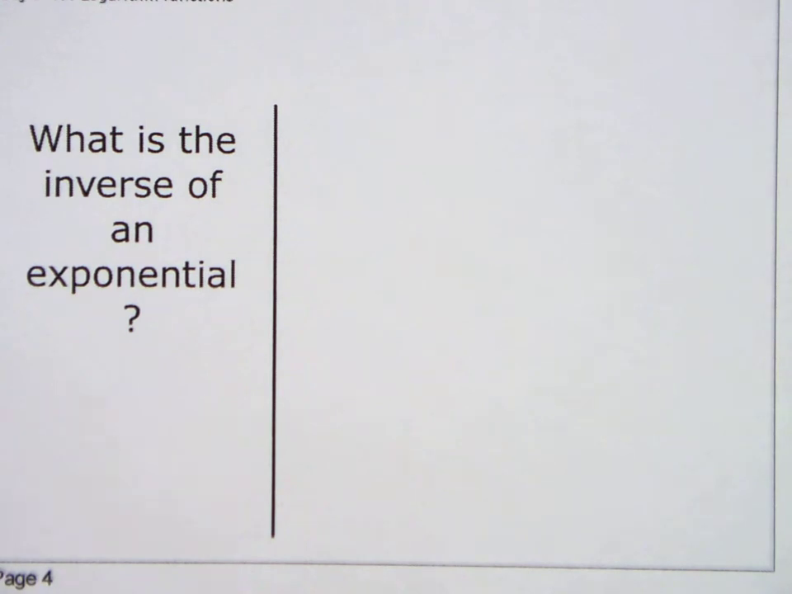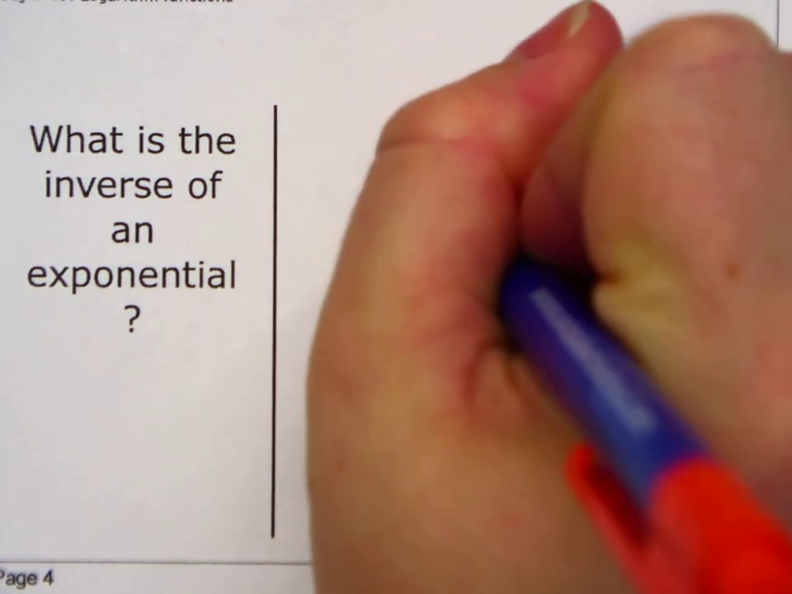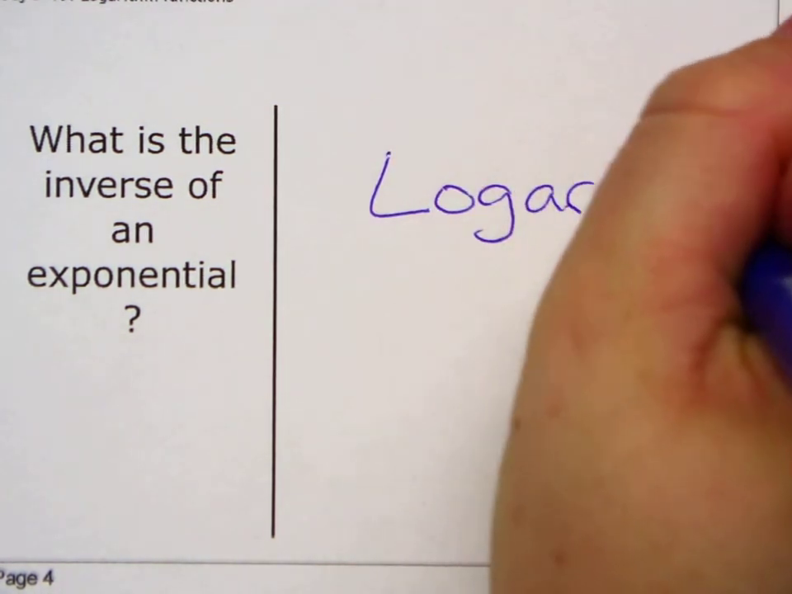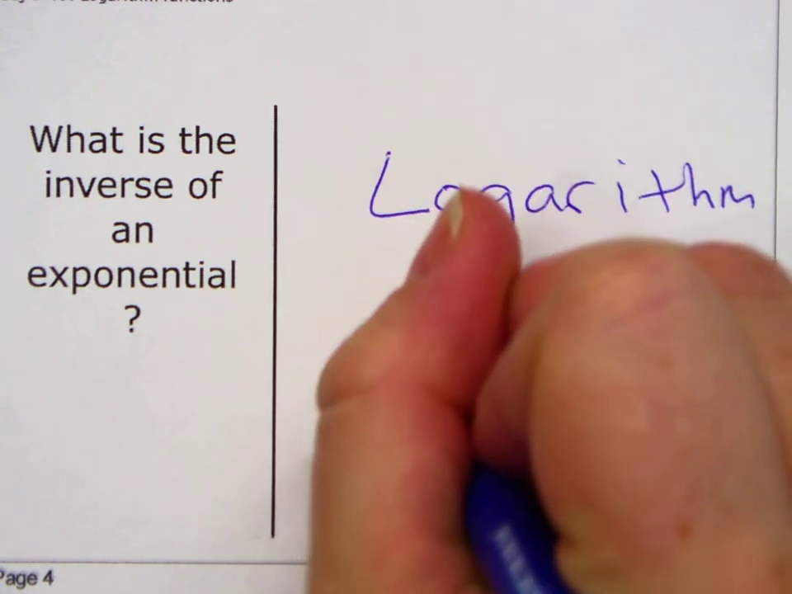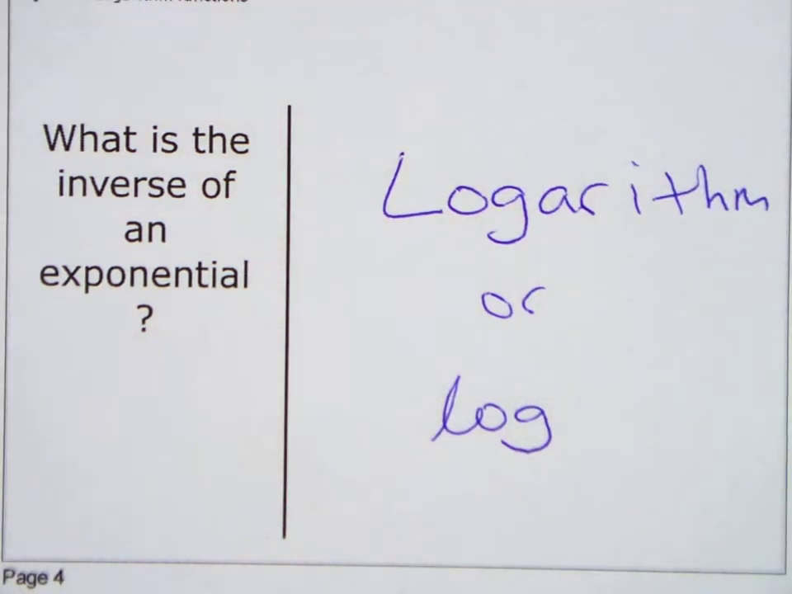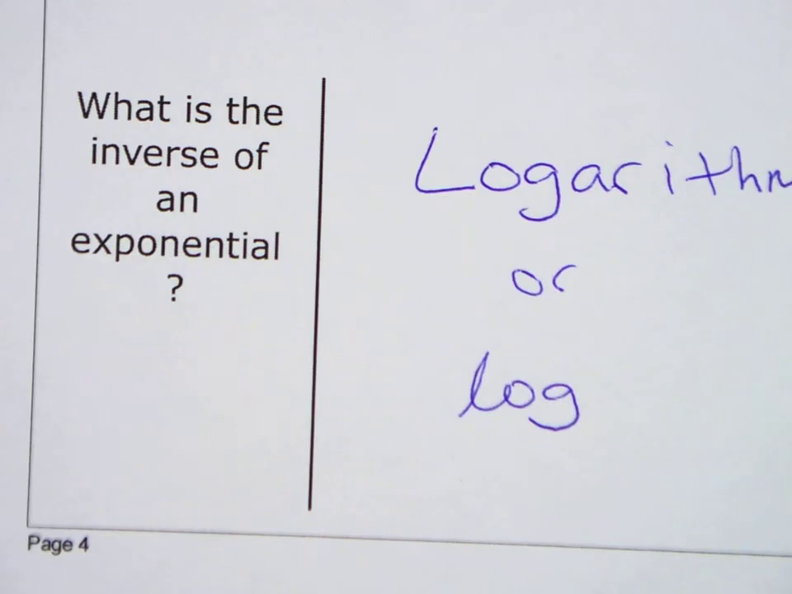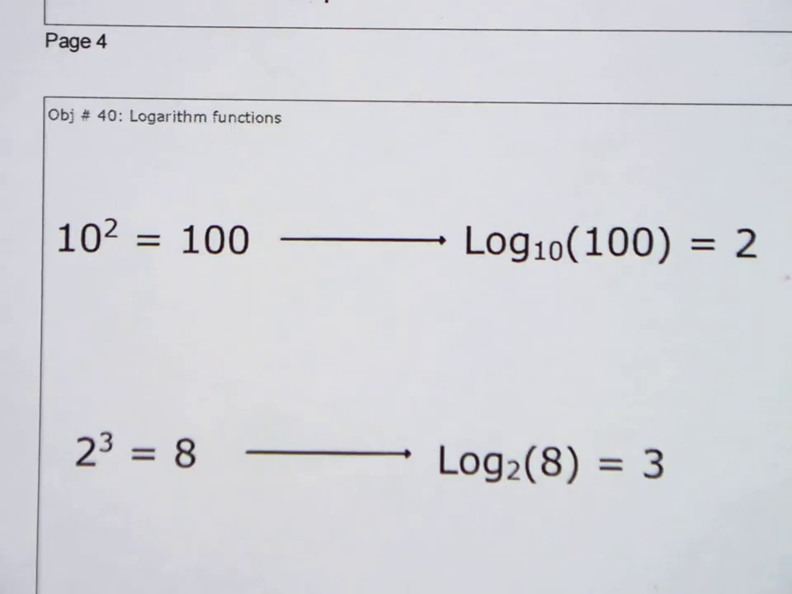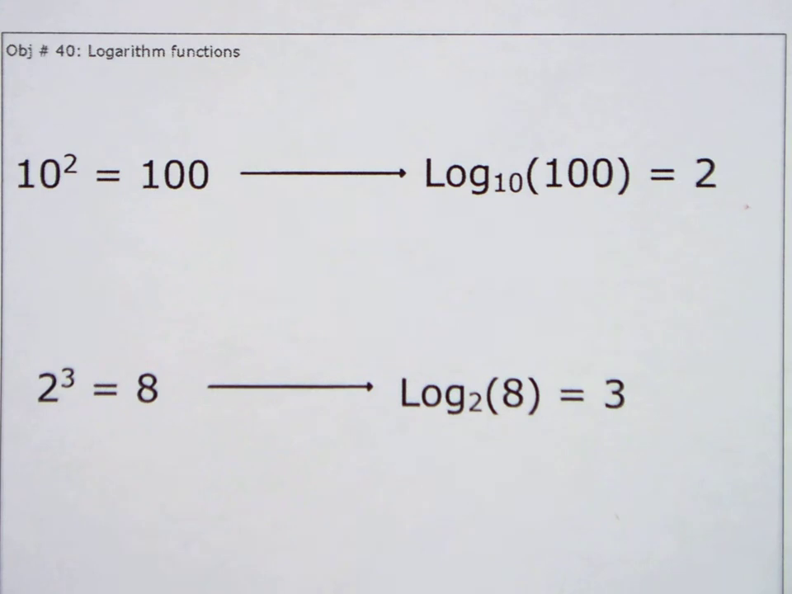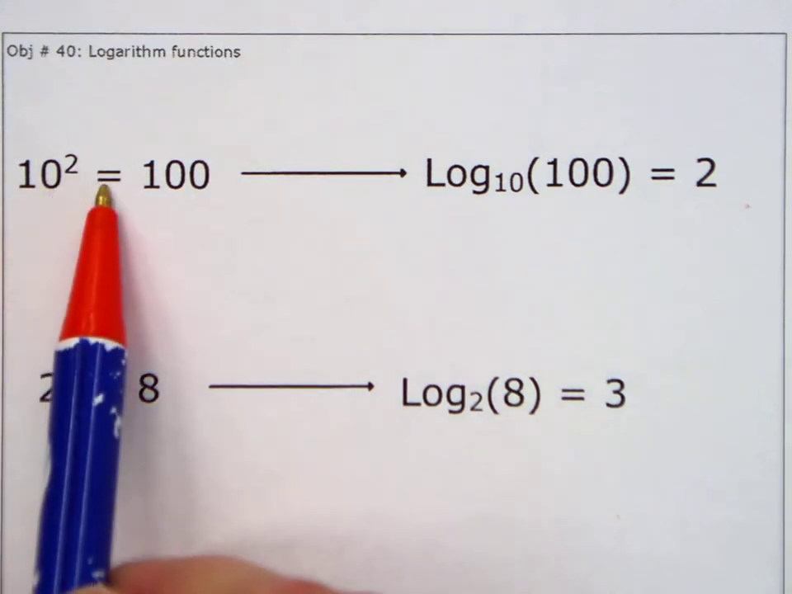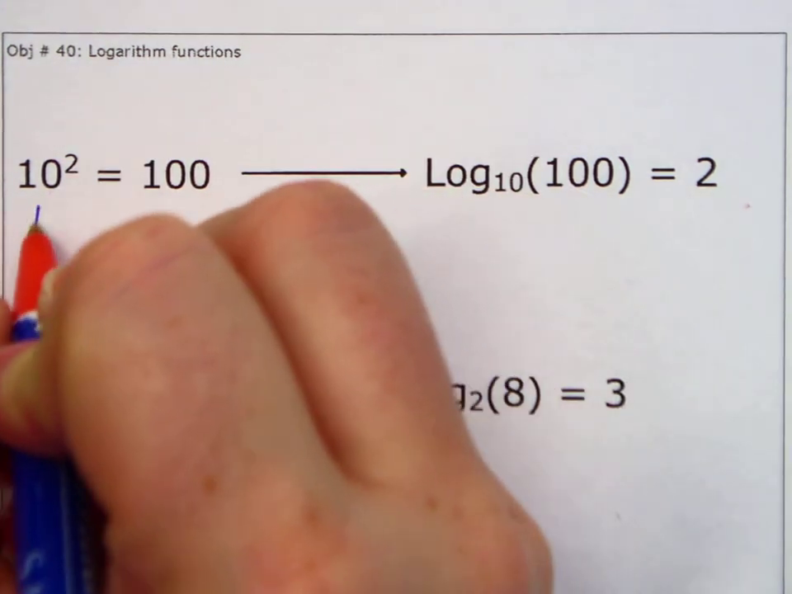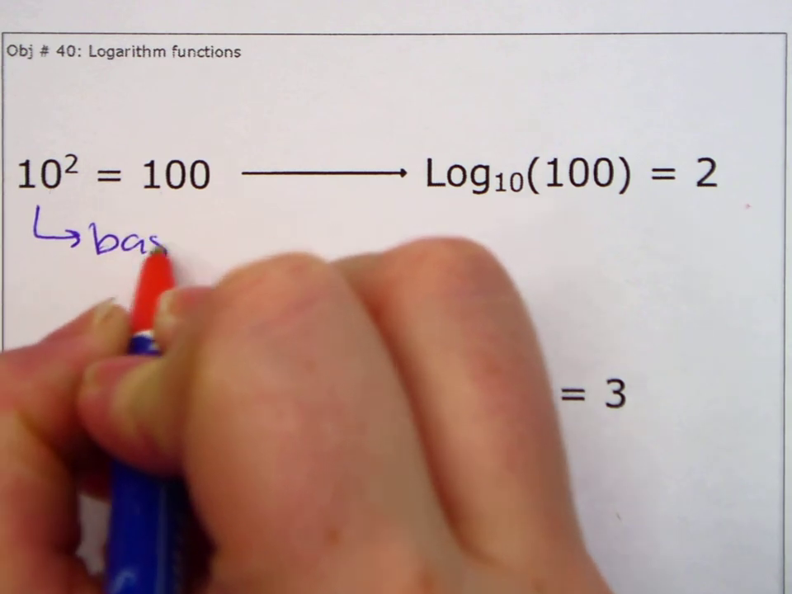So, what's the inverse of an exponential? The inverse of an exponential is called a logarithm. A logarithm, or we usually just say log because we're lame. Okay? So here's how to convert. We're just going to be converting today. 10 squared equals 100. We know that, right? Remember, 10 is the base.